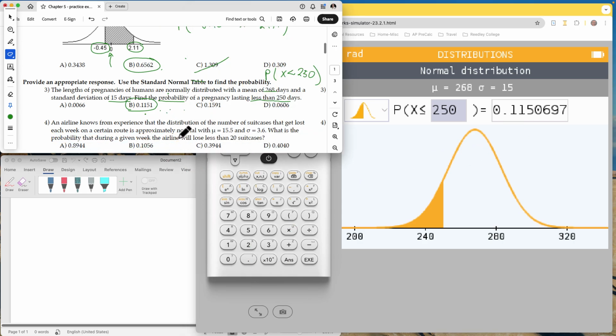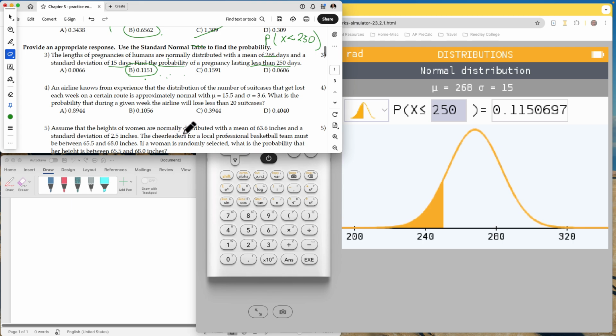Okay. Number 4, an airline knows from experience that the distribution of the number of suitcases that get lost each week on a certain route is approximately normal. They lose on average 15.5 suitcases, and they have a standard deviation of 3.6. What is the probability during a given week the airline will lose less than 20 suitcases? Okay, again, we come back here. It's still less than. So the probability that x is less than 20. Remember, x is our random variable, so it's the number of suitcases in this case, less than 20.